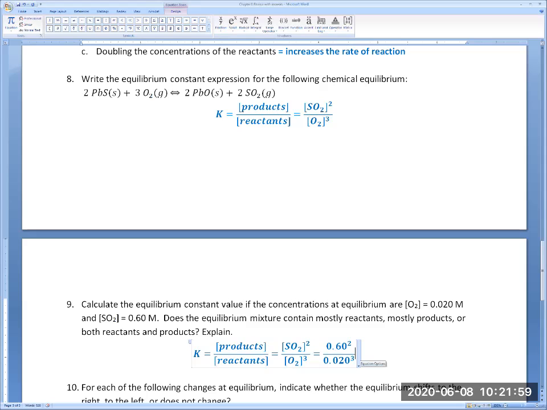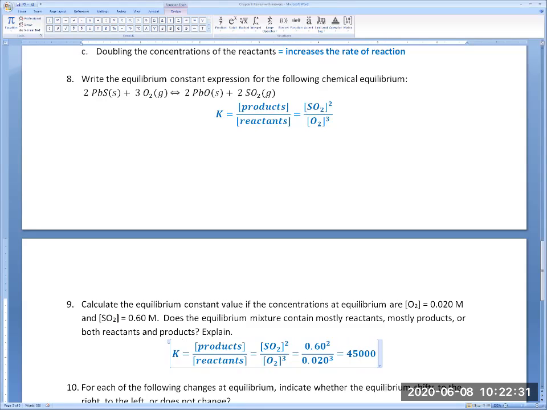So in your calculator, you do 0.60 squared. You probably have a key for that in your calculator. Divided by 0.020. And then you do the caret key, 3, to say raise that to the third power, equals. And my calculator answer is this. And you should get that too.